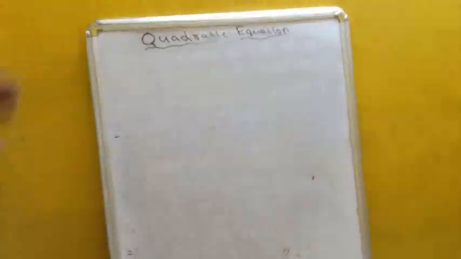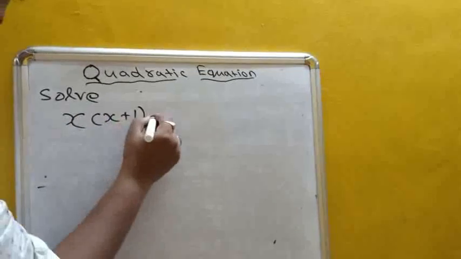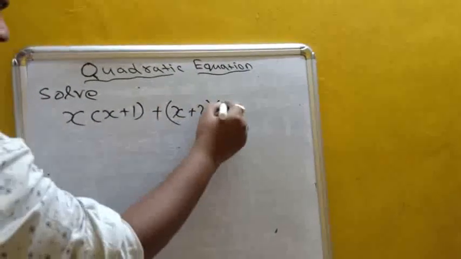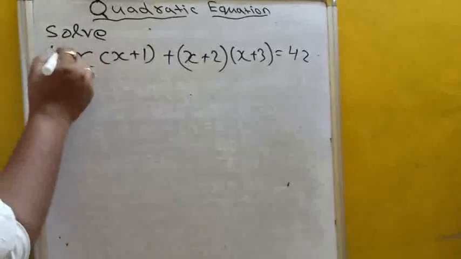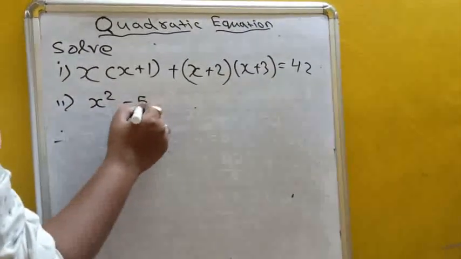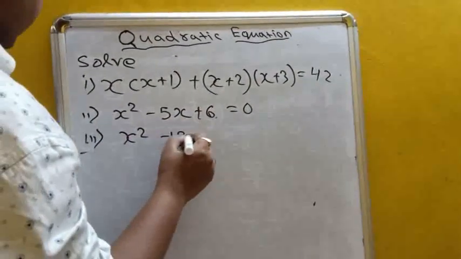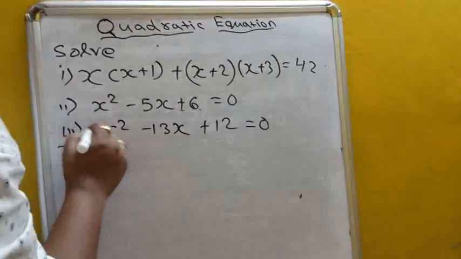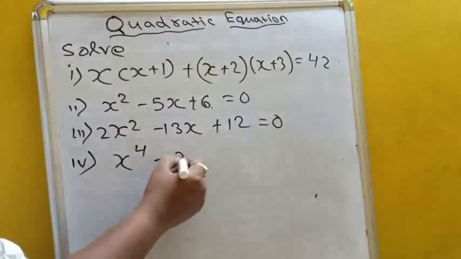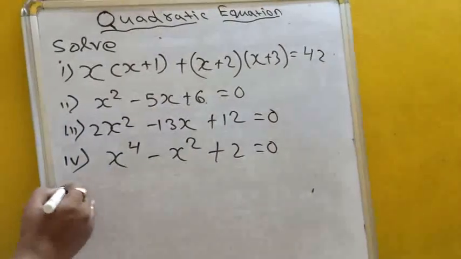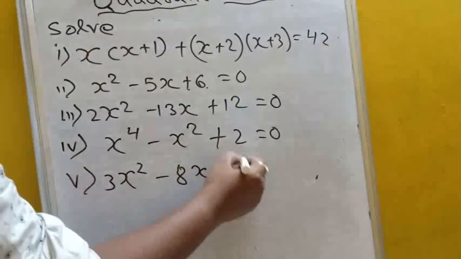First you write, solve x bracket x plus 1 plus x plus 2 into x plus 3 equals 42. Next, x square minus 5x plus 6 equals 0. Next, x square minus 13x plus 12 equals 0. Fourth, x to the power 4 minus x square plus 2 equals 0. Fifth, 3x square minus 8x plus 9 equals 0.